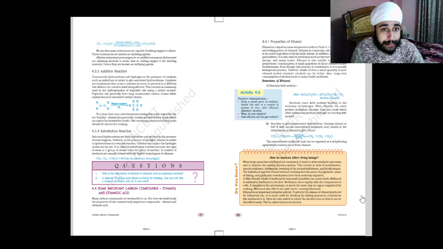been seriously impaired. Unlike ethanol, intake of methanol in a very small quantity can cause death. Methanol is oxidized to methanal in the liver, and methanal reacts rapidly with the compounds of cells, and it coagulates the protoplasm, in the same way an egg is coagulated by cooking. And methanol also affects the optic nerve, causing blindness.